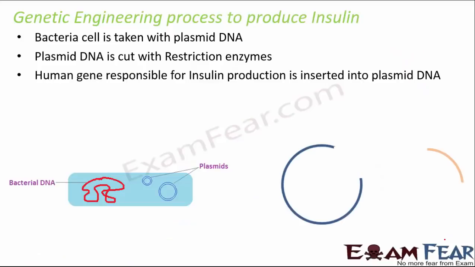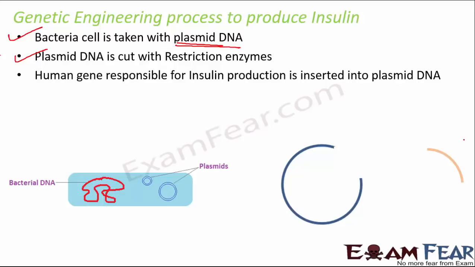So the genetic engineering process to produce insulin: Bacteria cell is taken with plasmid DNA. Plasmid DNA is cut with restriction enzymes. Human gene responsible for insulin production is inserted into the plasmid DNA. Now, before we discuss this, what is plasmid DNA? As I mentioned before also, it is a small DNA molecule which is physically separated from the chromosomal DNA, and it can replicate independently.